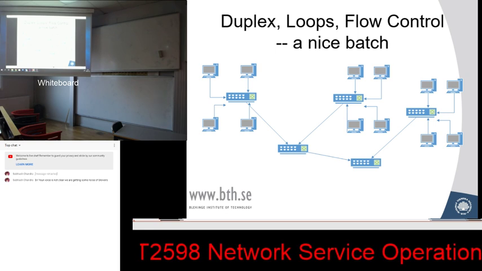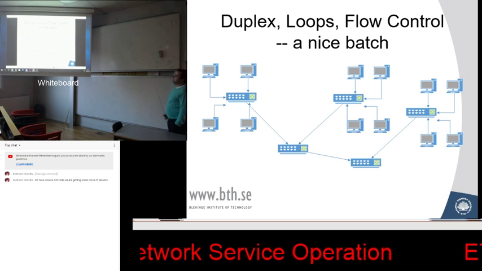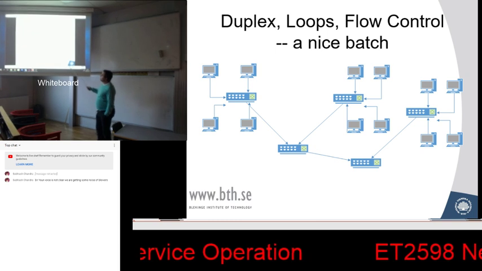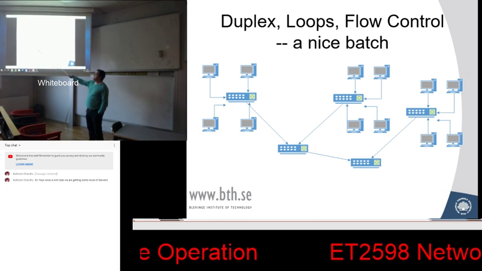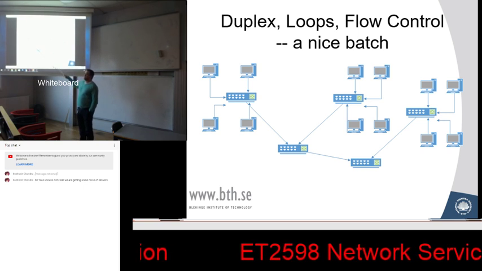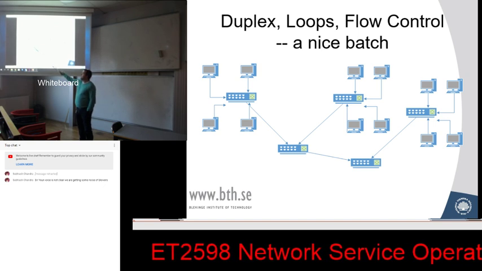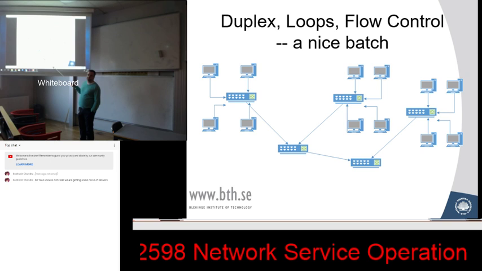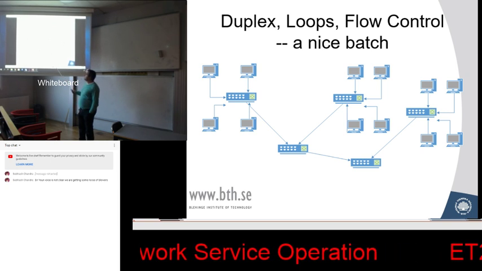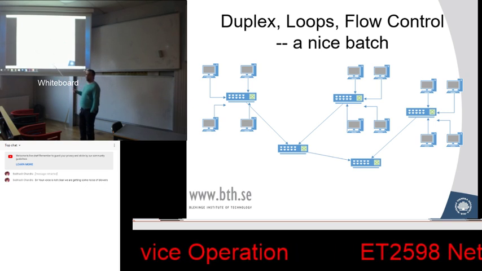So here we're bringing it all together. Duplex, loops, and flow control. And speed as well. Now, let's say we have 100 megabits here, and this negotiation fails for some reason, we end up with a 10 megabit here, we will have problems communicating output, right? If this becomes half duplex, or any of these guys become half duplex, these guys are full duplex, we will have issues.